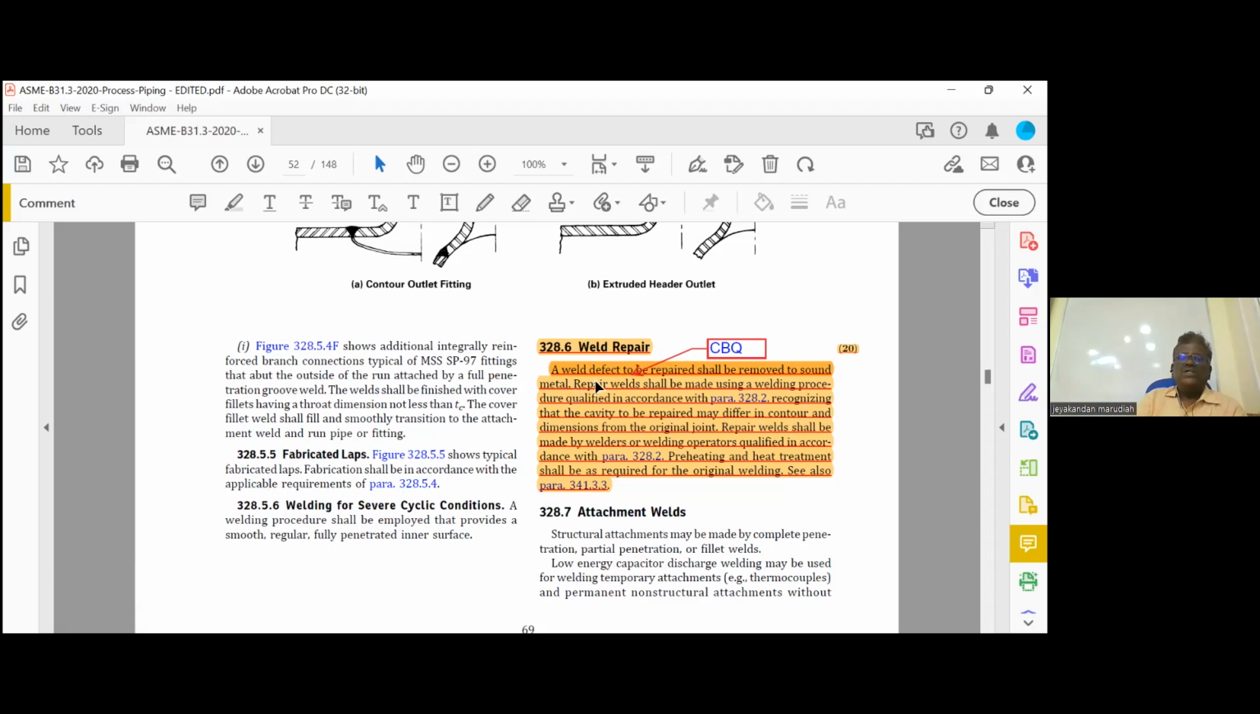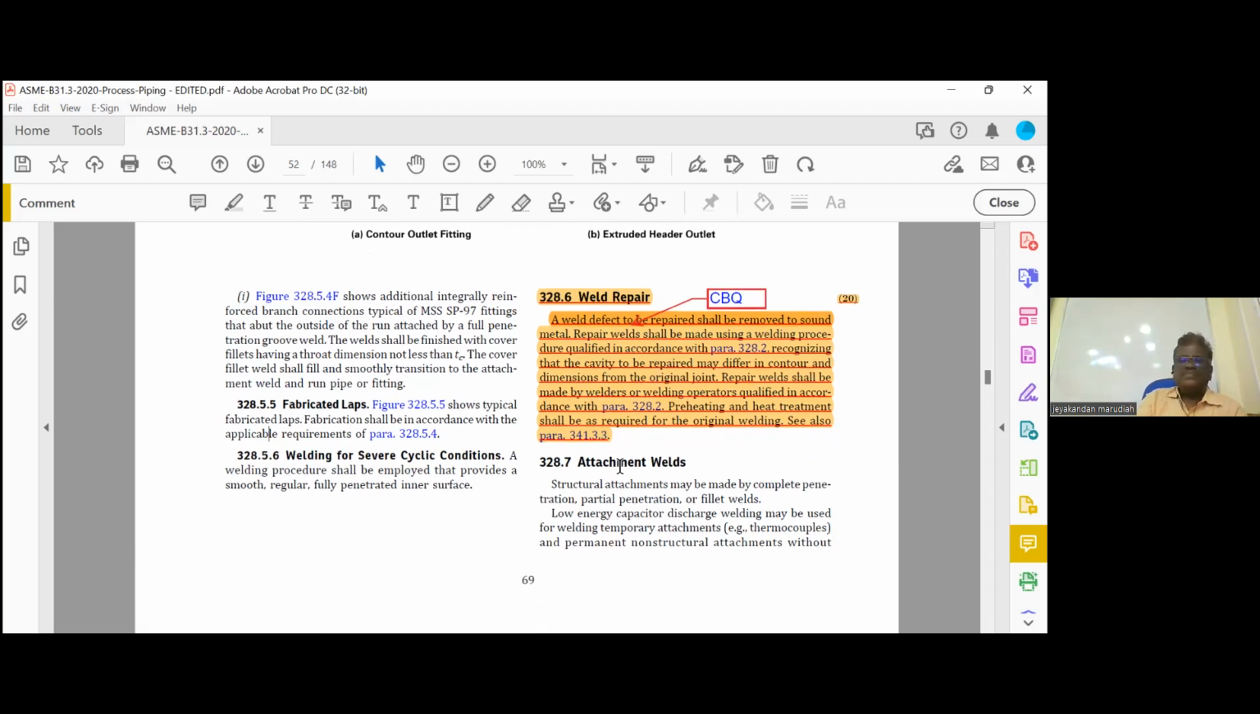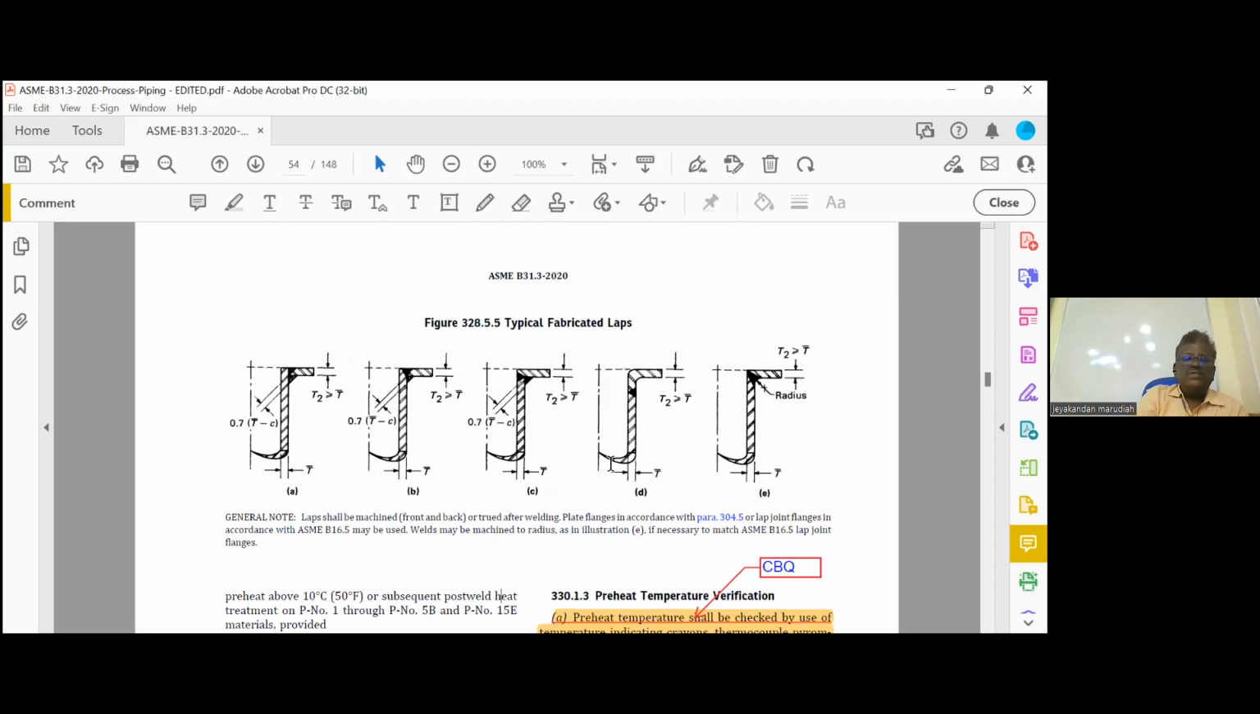So highlight this one. A weld defect to be repaired shall be removed to sound metal. That is a closed book question. Sound metal means defect free. We have to remove it. Repair weld shall be made using a welding procedure qualified in para 328, recognizing that the cavity to be repaired may differ in contour and dimension. Repair weld shall be made by welders or welding operators qualified according to para 328. Preheating and heat treatment shall be as required by the original welding. Then these are not important.